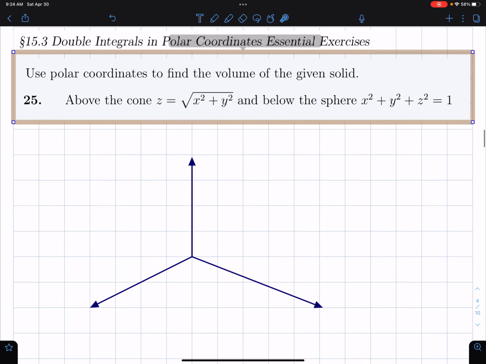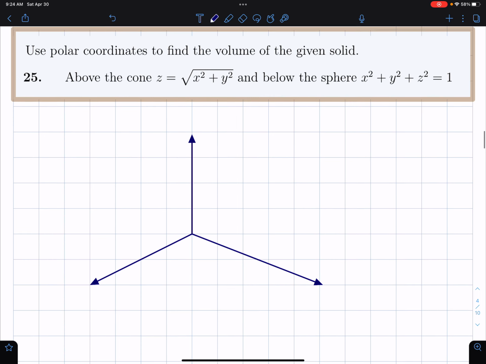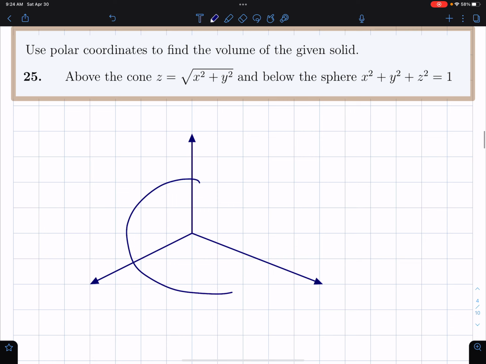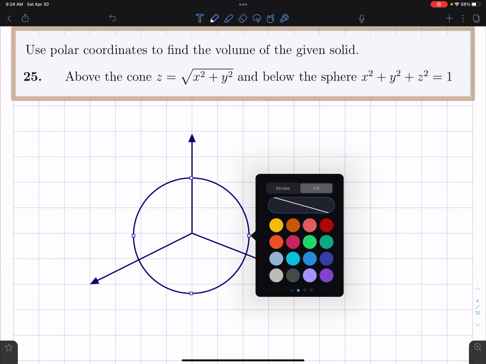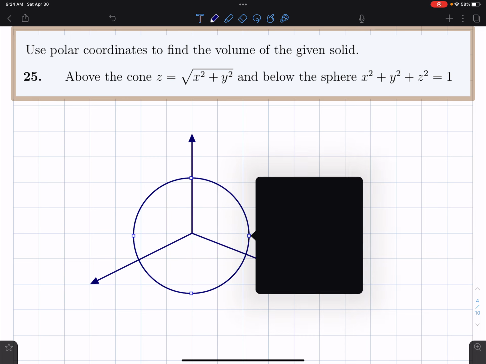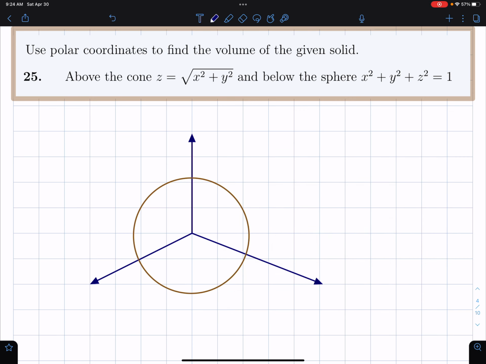So that's a sphere centered at the origin, and 1 is the radius of that sphere. Okay, I'll draw that. So that's our sphere. I could use a different color or something, but that's a sphere.